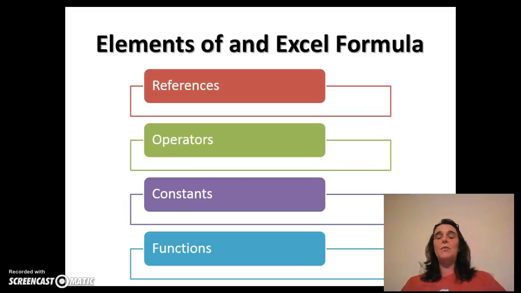Next is operators. We have arithmetic operators, and we also have logical operators. So we have our plus, our minus, our forward slash for division. Asterisk is multiplication. Those two kind of trip people up a little bit, but it's an asterisk, which is Shift 8 if you do not have the keypad over to your right-hand side.